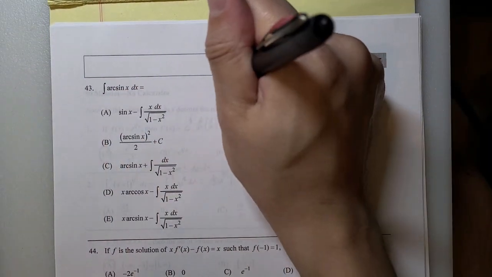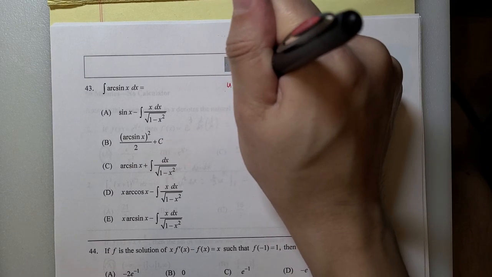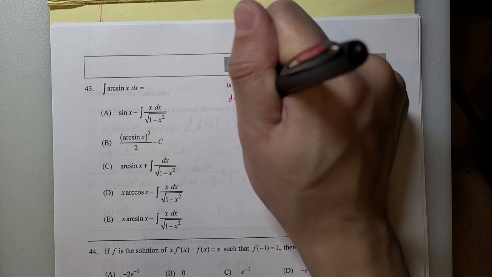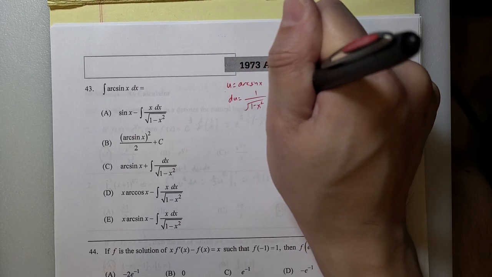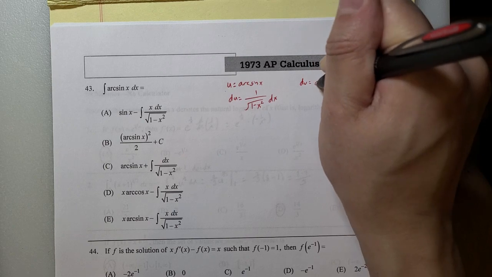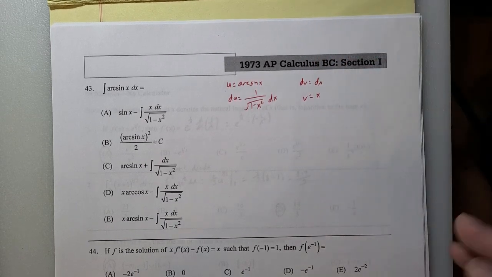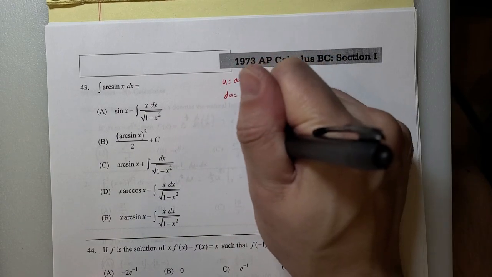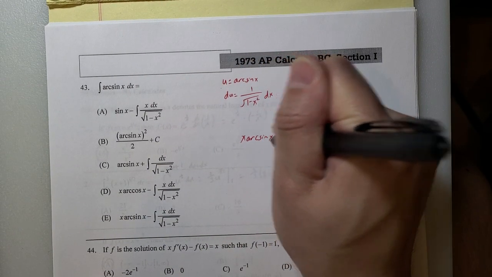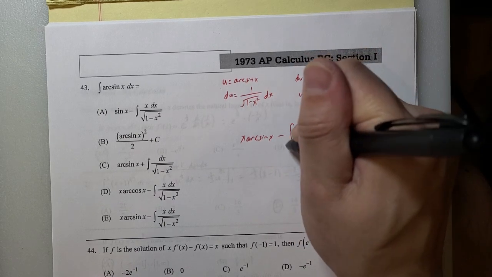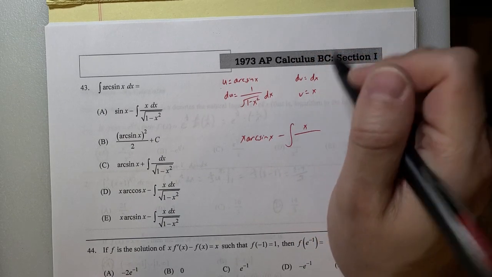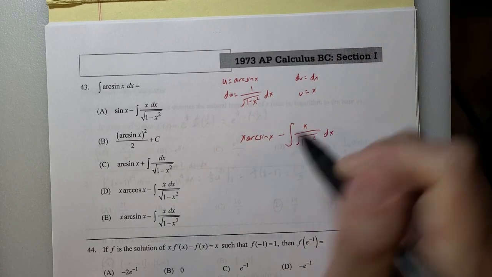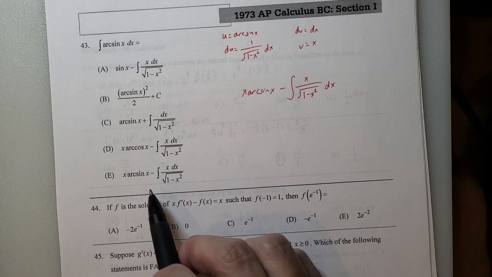So we let u be arc sine x. du is, what's the derivative of arc sine? 1 over square root of 1 minus x squared dx. dv is whatever's left, that's just dx. v is equal to x. So integration by parts: uv minus integral of v du. So uv is x arc sine x minus the integral of x over square root of 1 minus x squared dx. Okay? So that looks like it's E.